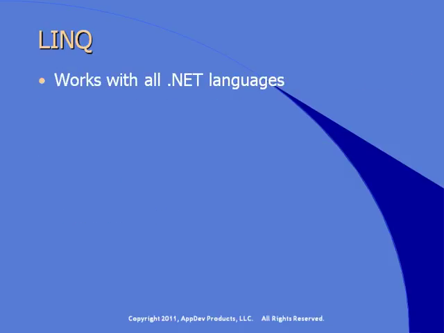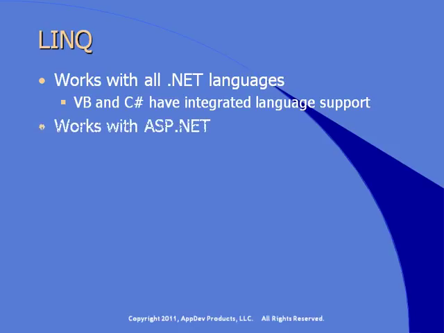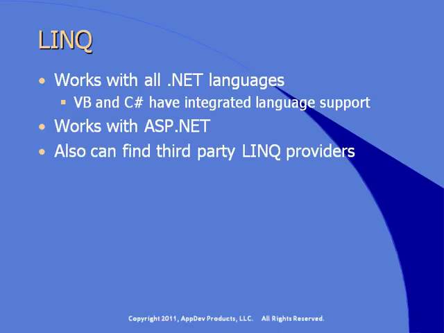LINQ works with all .NET languages, but both Visual Basic and C# have integrated language support, and we'll look at many of the language features that have been added to those languages to make LINQ work. Of course, it works with ASP.NET and any kind of Windows application, and you can also find third-party LINQ providers, including Amazon.com or eBay. Each of these can and might create a LINQ provider that makes it possible for you to directly access and work with their data without having to interpret it on your own.